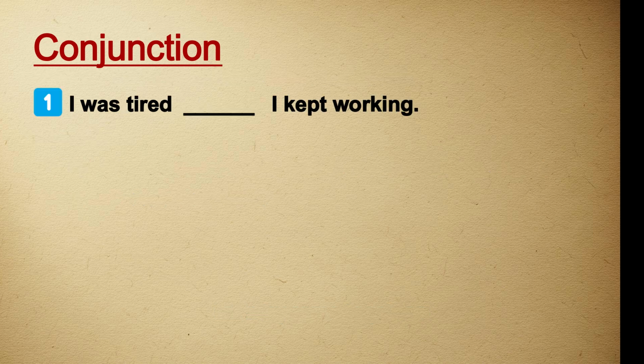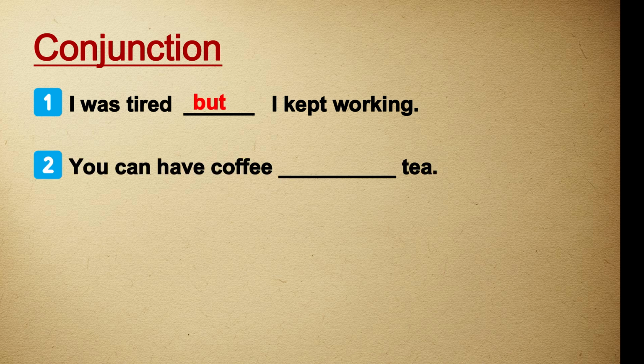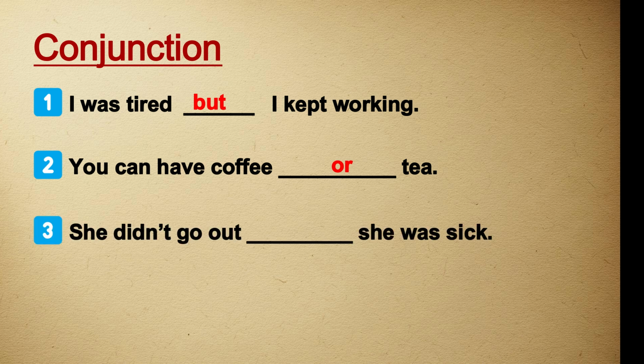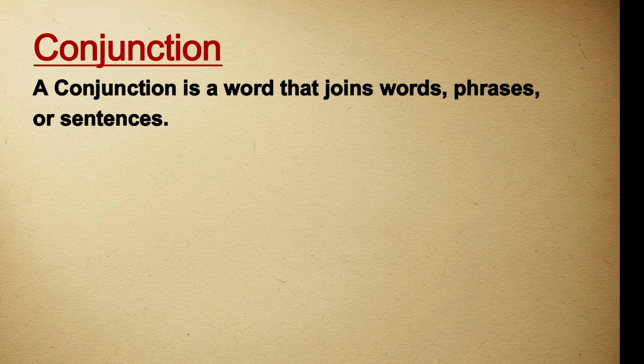Let's try some together. I was tired, I kept working. But. Correct. You can have coffee, tea. Or. Good. She didn't go out, she was sick. Because. Perfect. So today we learned that a conjunction is a word that joins words, phrases, or sentences.